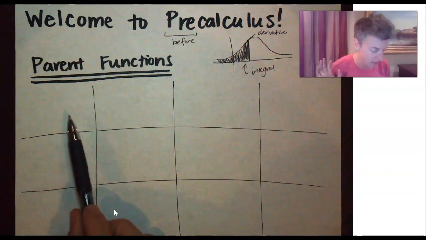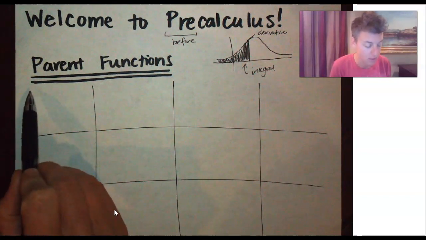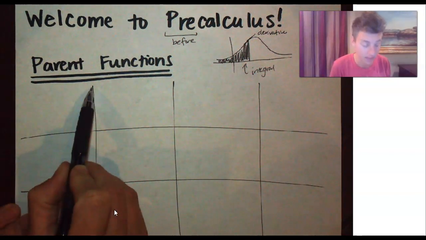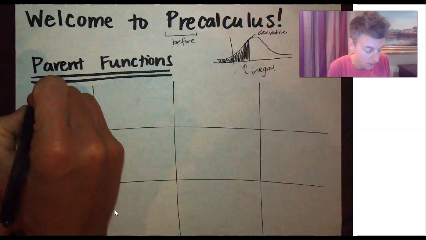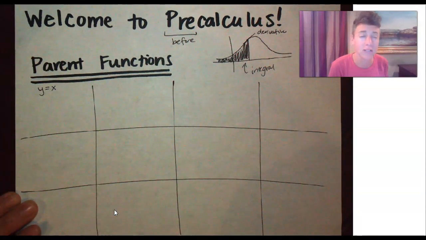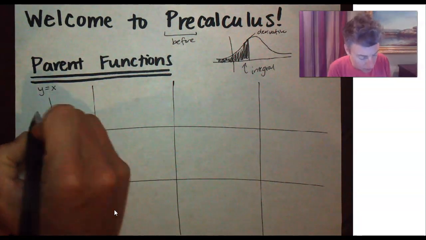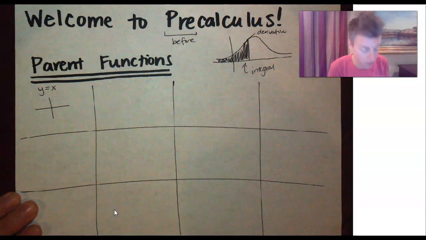So I split my little piece of paper up here into 12 parent functions. Though I'm realizing I didn't give myself a whole lot of space here, so if you would like to draw yours a little larger, go ahead and draw them a little larger. We're going to need a space for the equation up at the top. So the very first we're going to talk about is y equals x, the relatively boring linear function. And then we're going to draw just a quick little sketch of what it looks like.